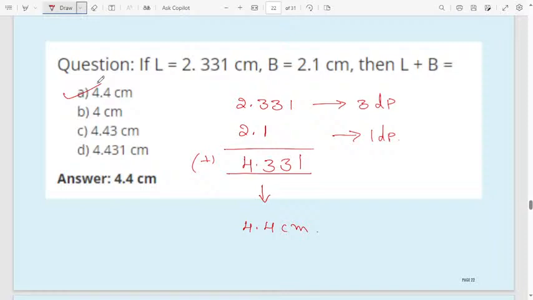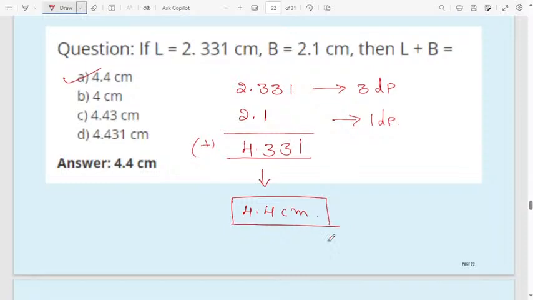Whatever the resultant one you will get, this is applicable even in addition, subtraction, multiplication, division. The least decimal place value you have to consider. In the question you have to check which number has the least decimal place, that one you have to consider. This one is the least, one decimal place, that's why I converted the final answer to one decimal place. This is applicable for addition, subtraction, multiplication, division, all keep in mind.